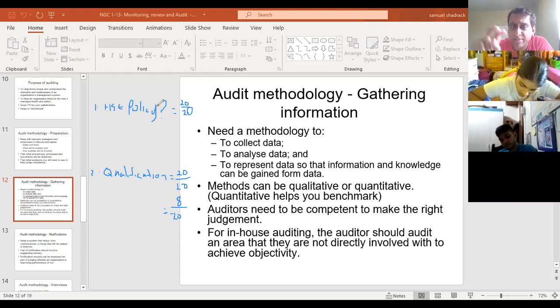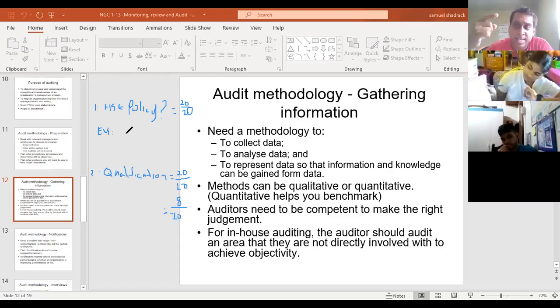And if you want an example, I'll give an example right here using these two examples. For example, if you ask them, do you have a HSE policy? Would you take their word for it? If they say yes, are you going to give them 20 out of 20 for that? No, you want to see the policy, right? So in this question, what you're supposed to do is put evidence required, and the evidence required is that you have to see the HSE policy. So you plan the questions to be asked and the evidence required to judge compliance.